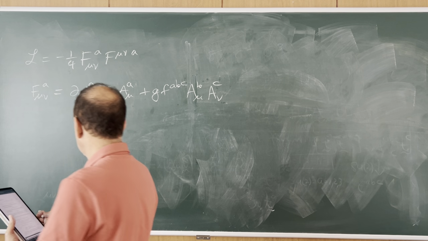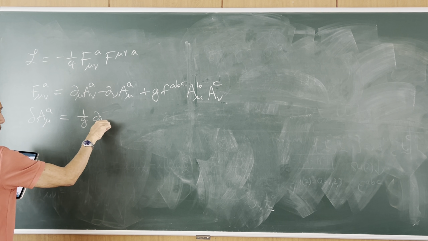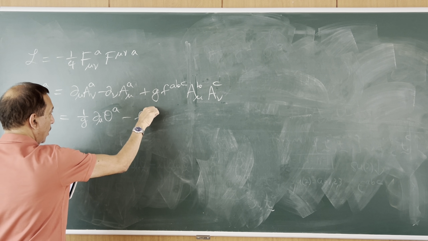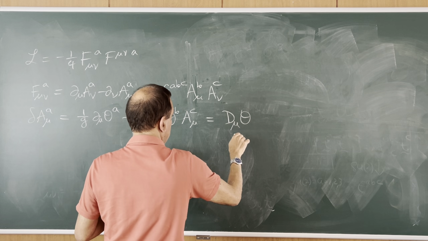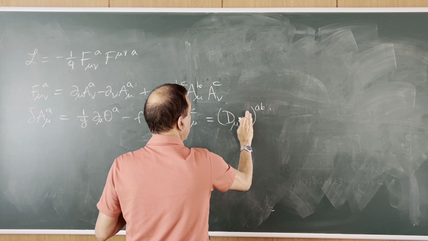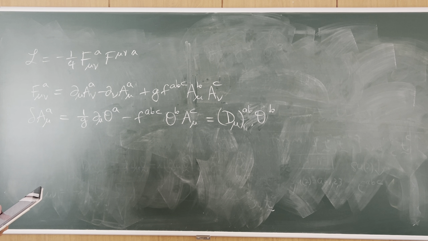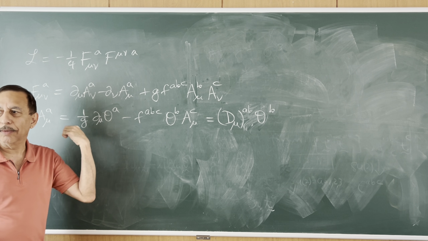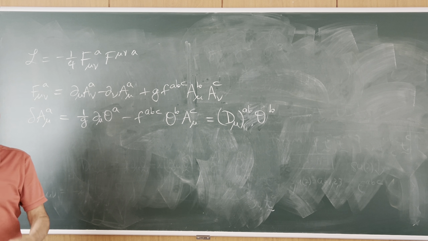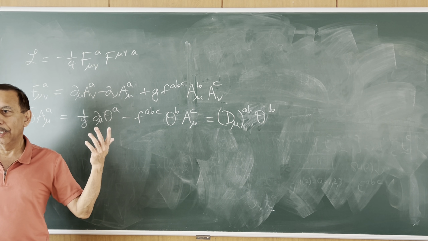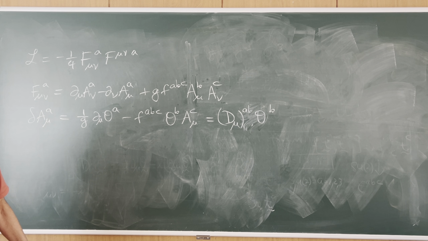And what is the variation of A under which this Lagrangian is invariant? It is 1 by g d mu theta A minus f A B C theta B A mu C, which we can package into d mu A B theta B. Both of these can be easily derived starting from the matrix version and expanding in these T's, and you know that this thing is invertible because I've explained in the notes why the expansion in T's can be inverted. That is, if I know the components, I can find the matrix, but if I know the matrix, I can also find the components. So yeah, so this is it. And again, no I's anywhere.